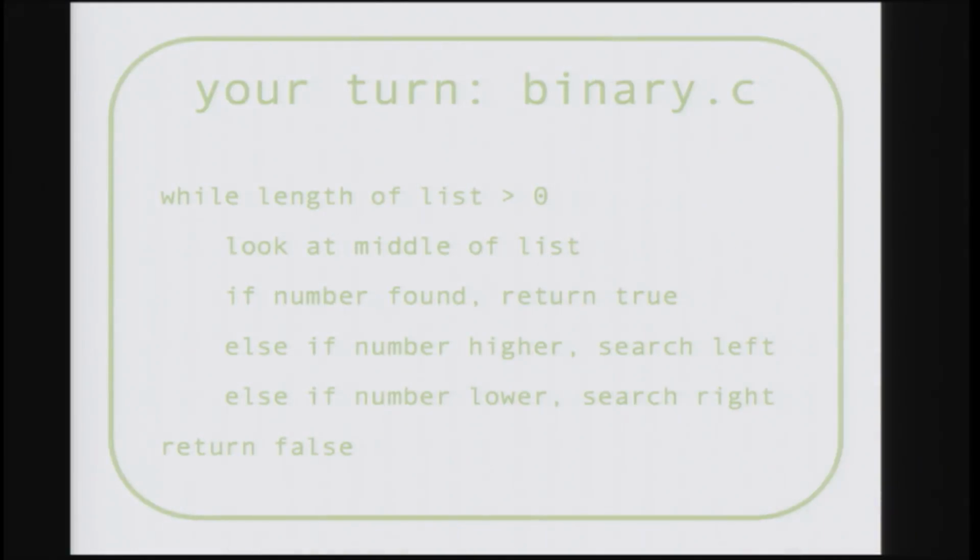While the length of the list is greater than 0, look at the middle of the list. If number found, return true. Else if number higher, search left. Else if number lower, search right. Return false. So that looks almost identical, if not nearly identical to what we wrote.